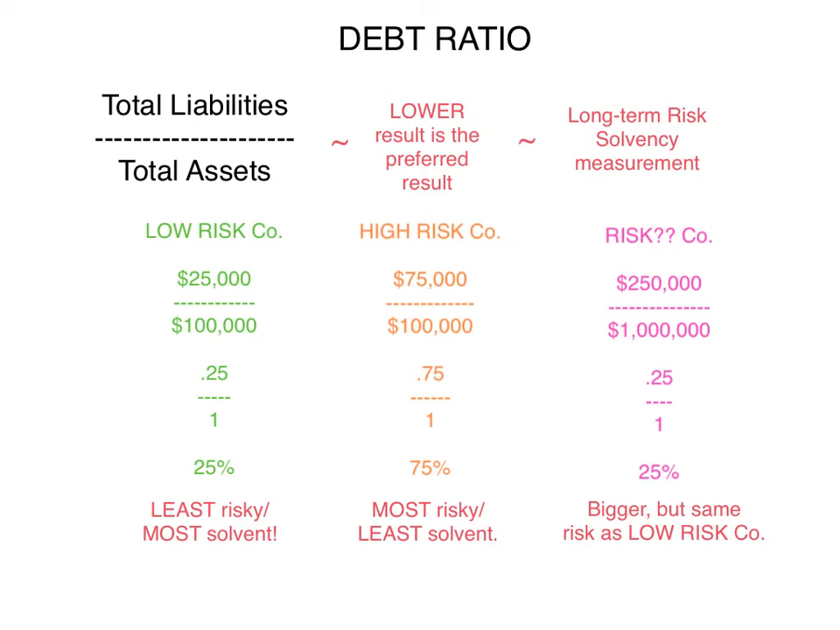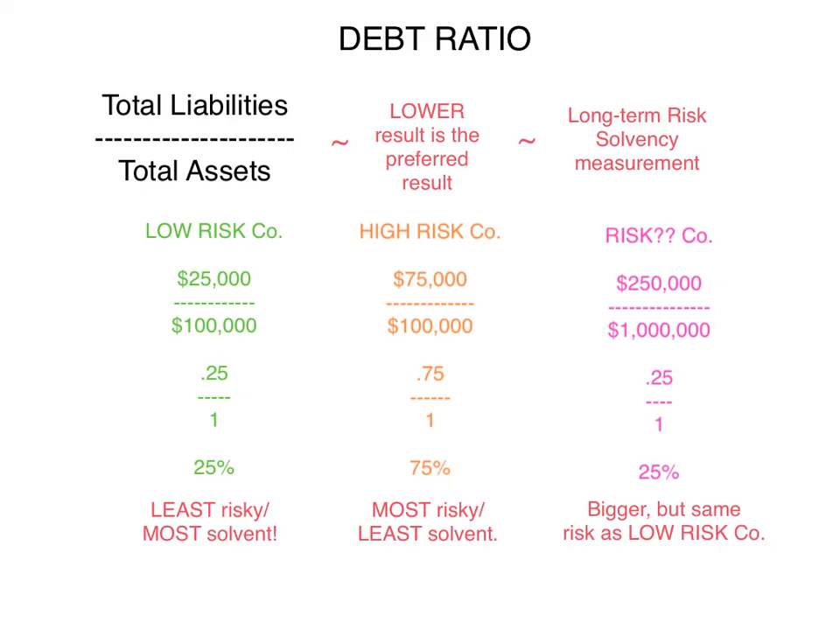Now let's add one more piece of company data over here on the far right in pink, and we're going to try to determine what their risk is as compared to low-risk and high-risk company. I will call this company Risk Company. On the balance sheet, we find that they have $250,000 worth of total liabilities and $1 million worth of total assets. We calculated a 25% debt ratio for Risk Company.